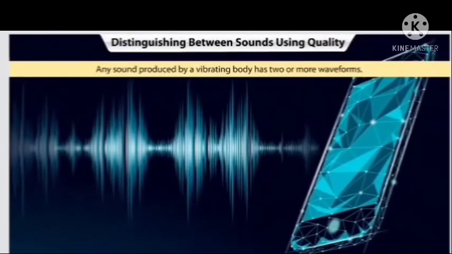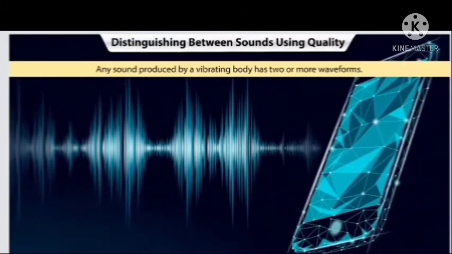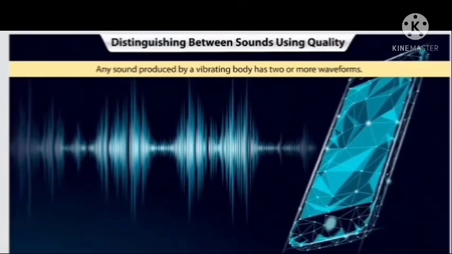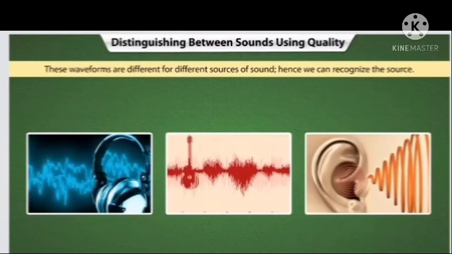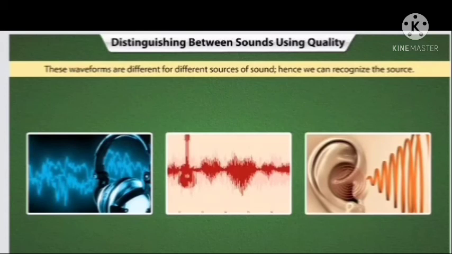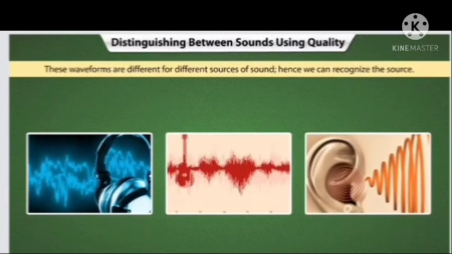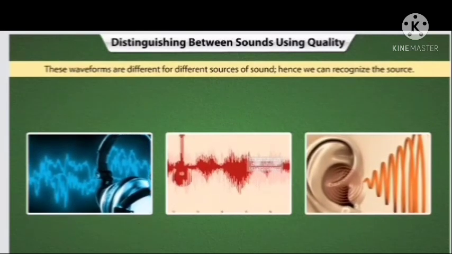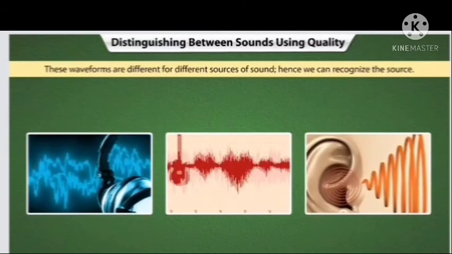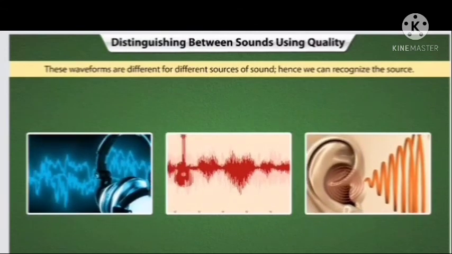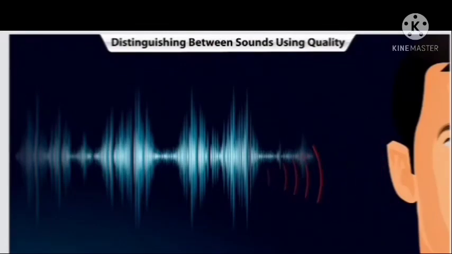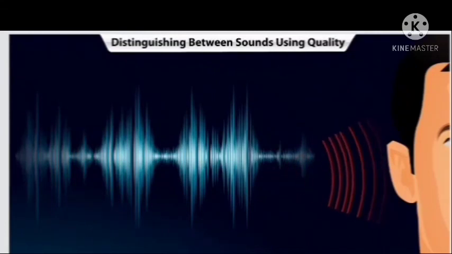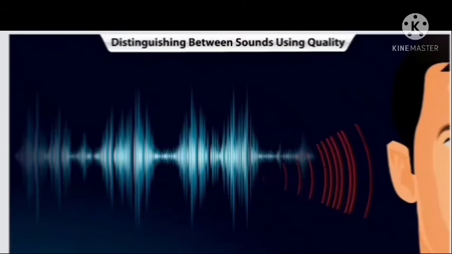Any sound that is produced by a vibrating body has two or more waveforms of different frequencies. These waveforms are different for different sources of sound, even if their loudness and pitch are the same. Due to this, it is easier for us to recognize the source or vibrating body without looking at it. For instance, when you listen to the audio recording of a well-known actor, you can easily recognize his voice without watching him on the TV screen.